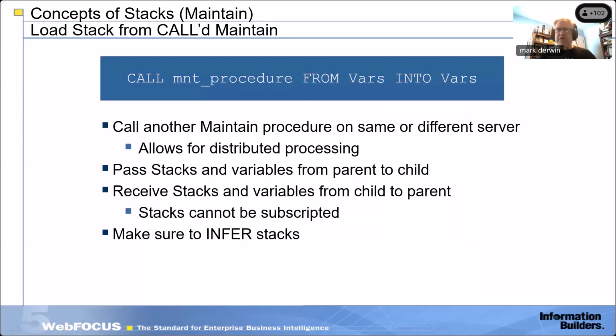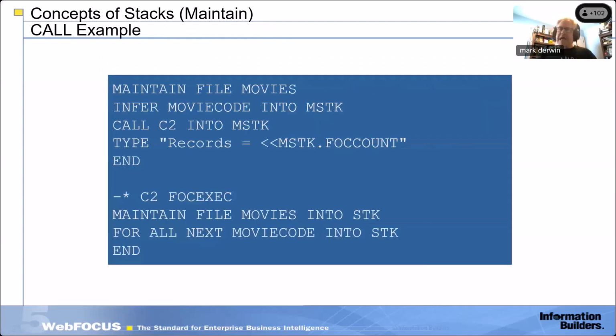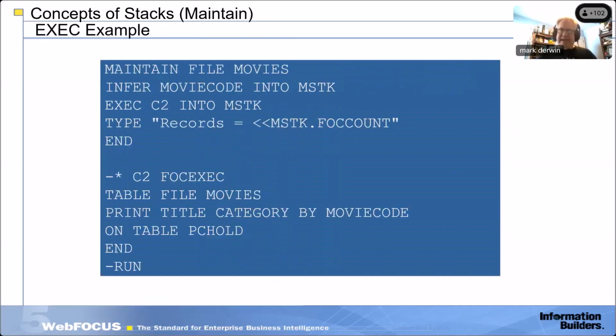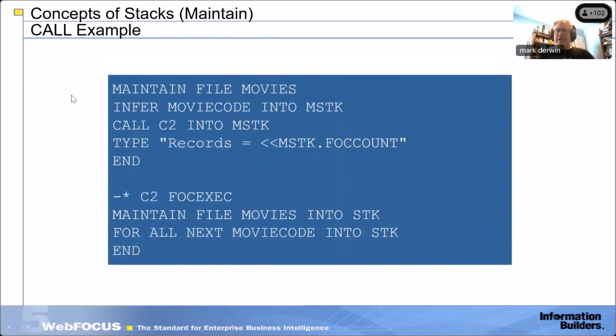I'm going to just touch on call real quick. Let's say I have a procedure that I use all the time that returns certain rows to a stack, and I'm going to have multiple applications that use it. I can say in my parent maintain, call C2 into MStack, and C2 can load up the values and pass them back into this procedure. Call allows maintain A to perform maintain B.